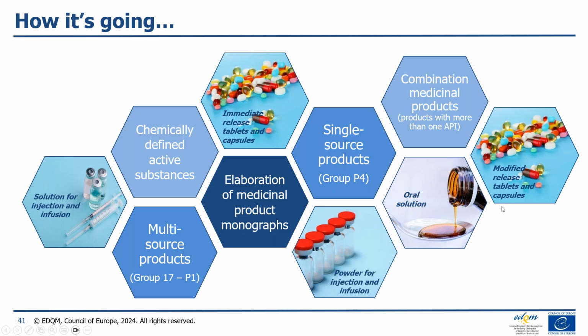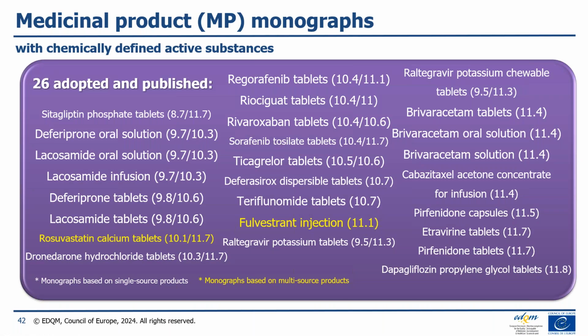On this slide, I have listed all the adopted and published monographs so far. So we have 26 monographs published in the European Pharmacopoeia so far. And mainly, as you see in white, they are based on single source products, so elaborated under the P4 procedure. And until now, we have also published 2 monographs that are based on multi-source products. So the work slowly starts to increase there as well, as you will see on the next slide, in which I have listed the monographs currently under elaboration.